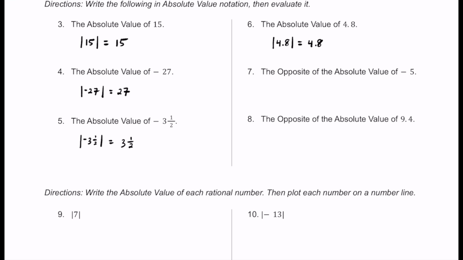For number 7, we have the opposite of the absolute value of negative 5, so this one's a little bit trickier. Now remember, opposite just means negative, so we can put the negative sign on the outside, and for the absolute value of negative 5, we go ahead and put that negative 5 on the inside of those bars.